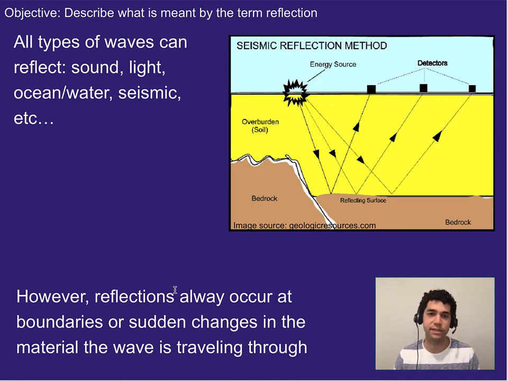However, one thing to note is that reflections always occur at boundaries or sudden changes in a material. So here it's going from soil to like bedrock. It doesn't always have to be a new material. It might just be a change in the density of the material. So going from like super loose and light soil to really hard packed soil, even if it's the same type. So any significant change can cause a reflection of sorts. But there are other properties that can cause it too, sometimes kind of counterintuitively even.